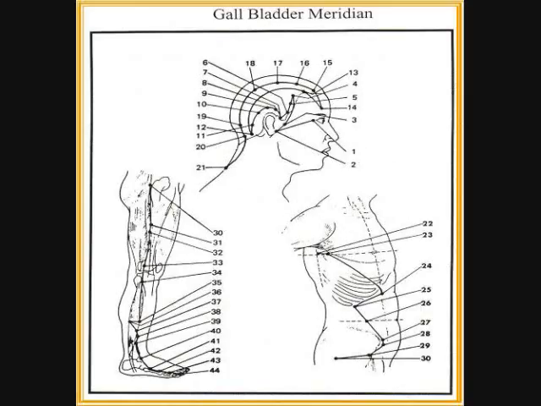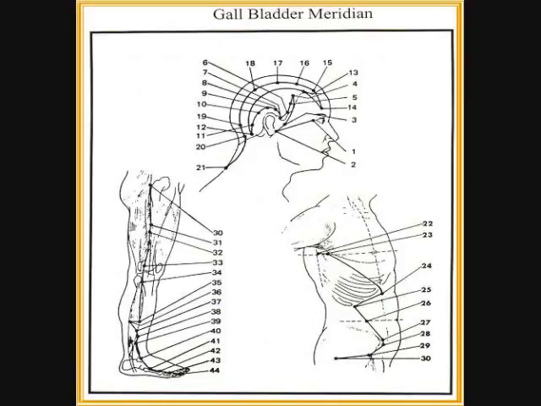GB24, 1 rib below liver 14, directly below the nipple, in the 7th intercostal space. GB25, on the lateral side of the abdomen, on the lower border of the free end of the 12th rib. GB26, directly below the free end of the 11th rib, where liver 13 is located, at the level with the umbilicus.